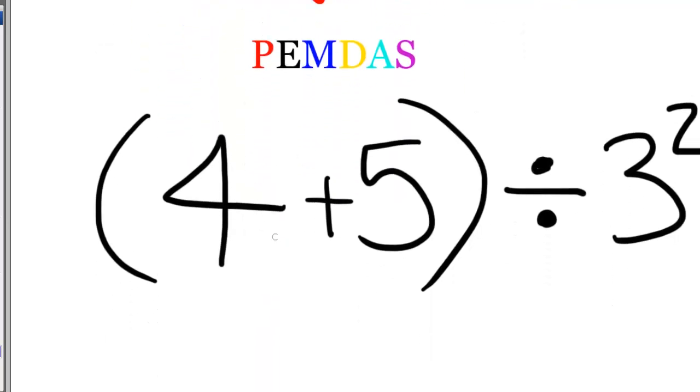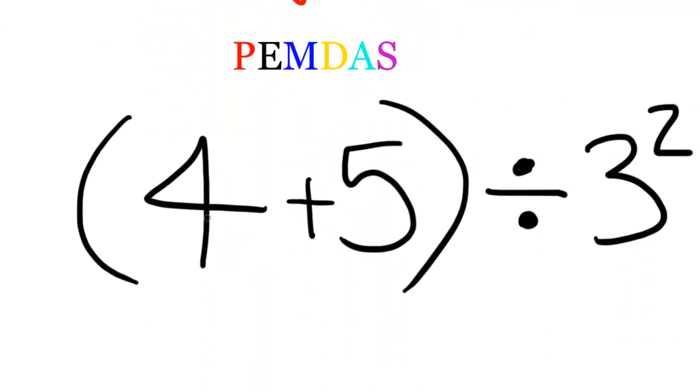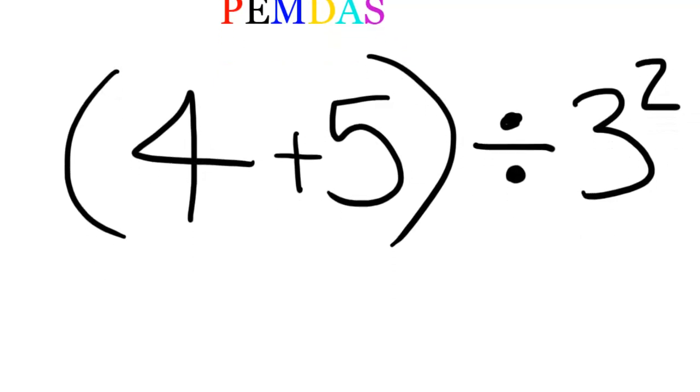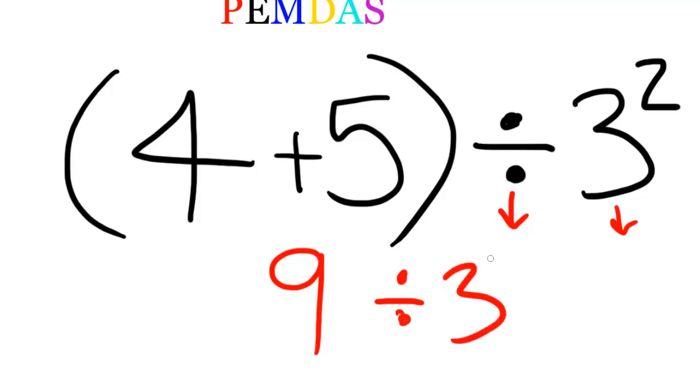Do we have parentheses? We sure do. Do we have an exponent? Yep, along with divide. So I can see it says 4 plus 5 in parentheses. That's the very first thing that we're going to do. And 4 plus 5 is 9. We're then going to always bring down the rest. And I now see it's divided by 3 squared, or 3 times itself. Now we've got an exponent.